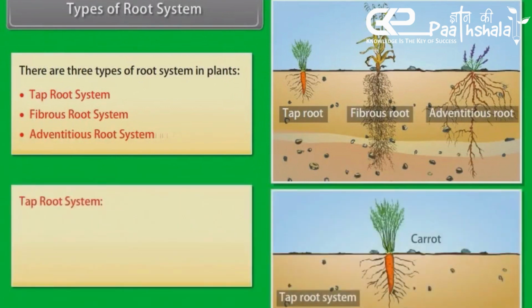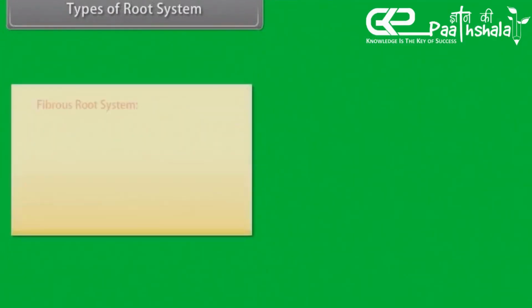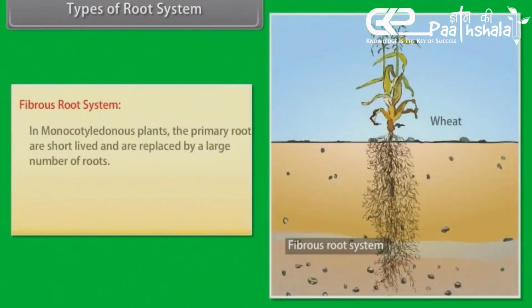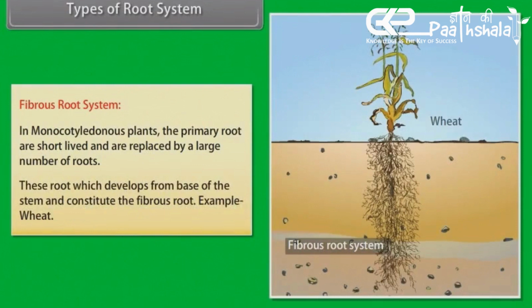Tap root system. The root which develops from radicle along with its branches is termed as taproot. Secondary roots develop from taproot. Example, carrot. Fibrous root system. In monocotyledonous plants, the primary root is short-lived and is replaced by a large number of roots. These roots, which develop from the base of the stem, constitute the fibrous root. Example, wheat.